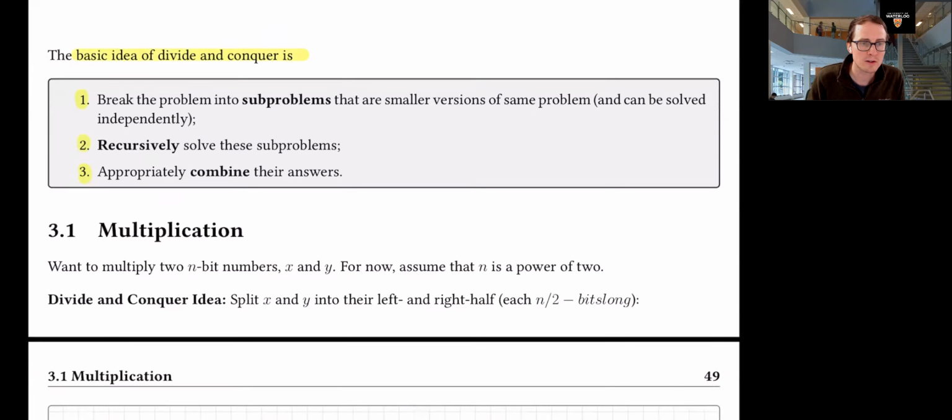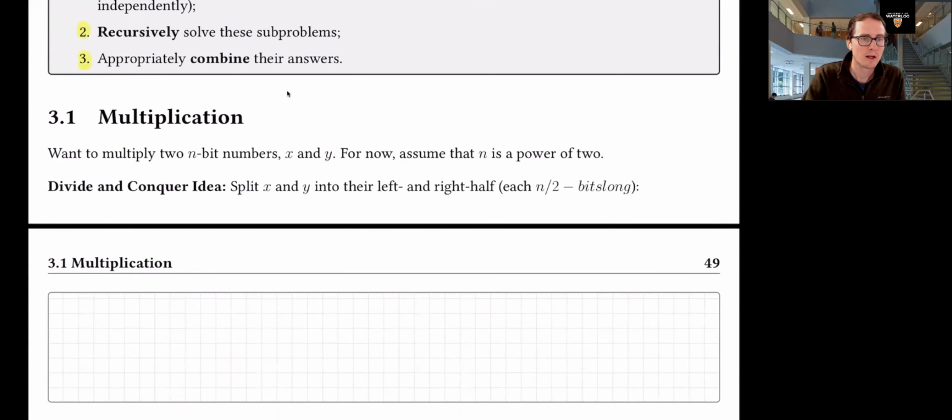And to begin, let's look at multiplication again. So let's say we want to multiply two n-bit numbers, x and y. And for right now, because it makes the notation easier, let's assume that n, the number of bits, is a power of 2. So how do we solve this in a divide and conquer fashion? The idea is that we're going to split x and y into two pieces, their left half and their right half. Each is an n/2 bit long number.